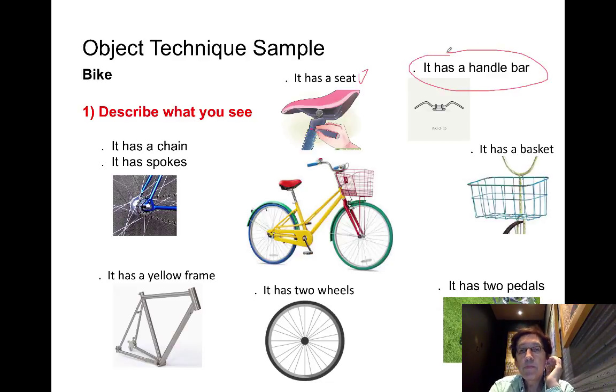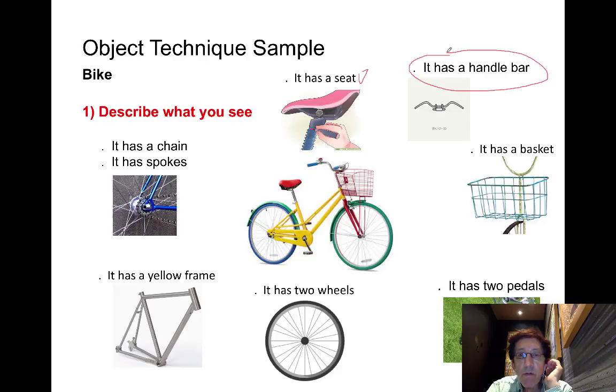Handlebar. The object is what we use our hand to hold, and mostly we direct the bike. We handle it by our hand for direction. Okay. So we put our hands on it, and it helps direct the bike, right? Yeah. Steer the bike. Okay. What else do you see?